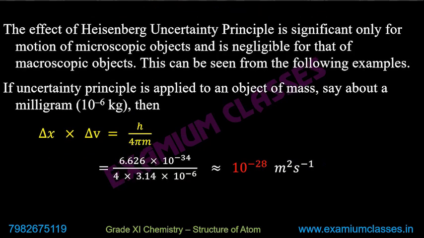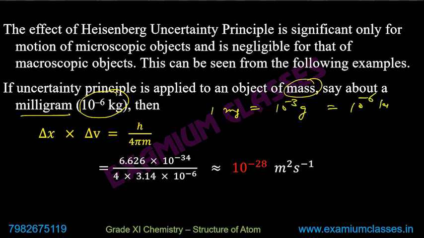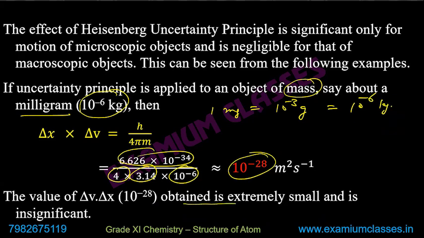This is just an example: if the uncertainty principle is applied to an object of some mass, say about a milligram. A milligram is 10 to the power minus 3 grams, which is 10 to the power minus 6 kilograms. So for this, we can calculate h by 4 pi m. This is the value, 10 to the power minus 28. The value obtained is extremely small and insignificant.